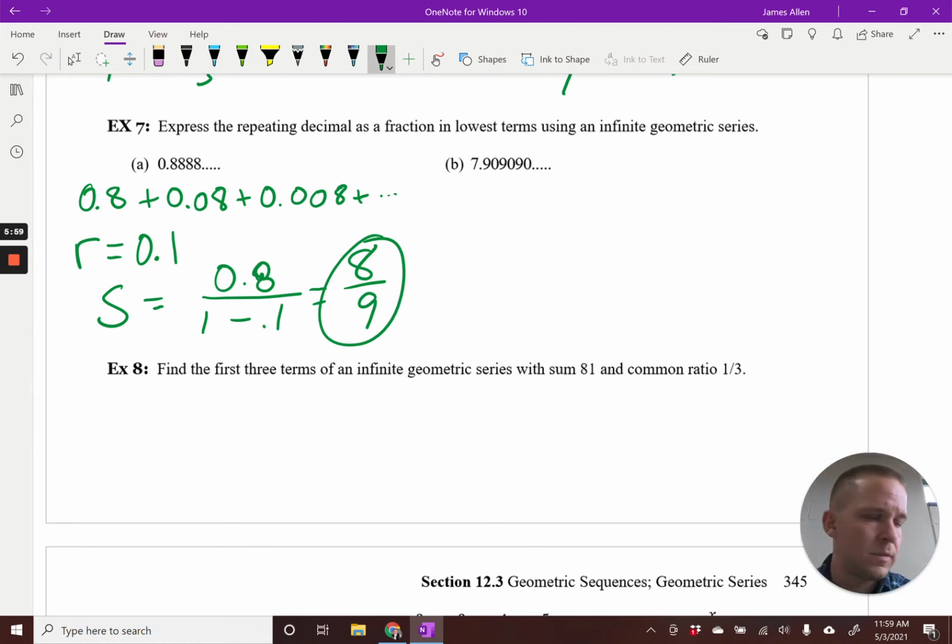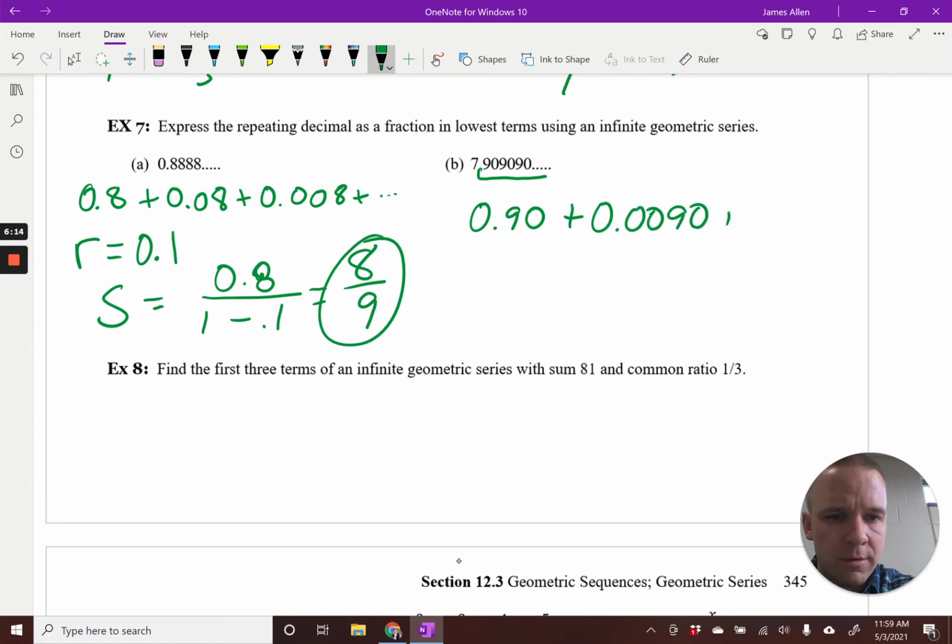Well, let's see. I'm going to take this part right here, the decimal, okay? So I've got 0.90 plus, and then we'd move 2 decimals, so 0.0090, and then 4, right? So then I'd have 1, 2, 3, 4. There we go, so on and so forth, right? Okay, same kind of idea. Except now, how am I going from one term to the next? I'm multiplying by 0.01.